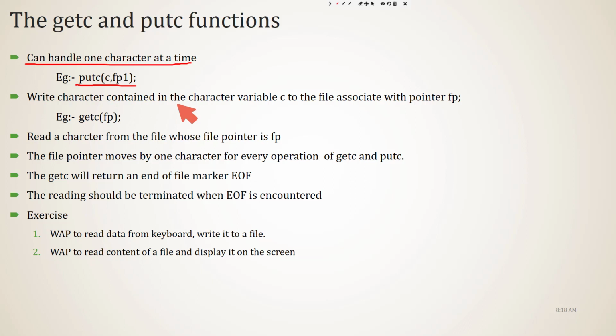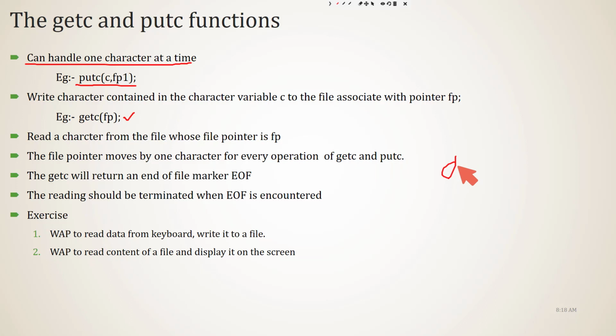Here, what will putC do? It writes the character contained in the character variable c to the file associated with pointer fp. So in this variable c, some character will be there and it will be written to the file associated with the pointer fp. Next is getc(fp): read a character from the file whose file pointer is fp. The file pointer moves by one character for each operation of getC and putC.